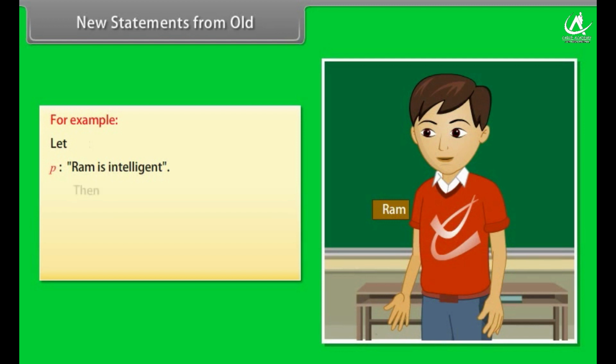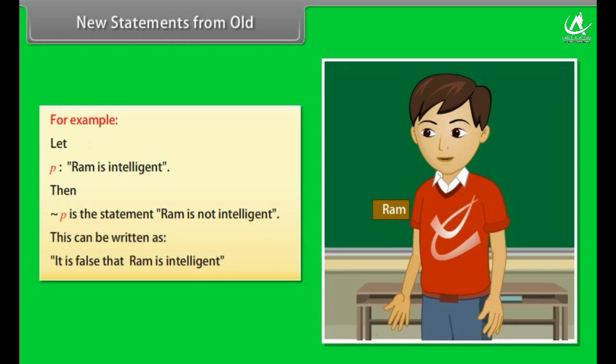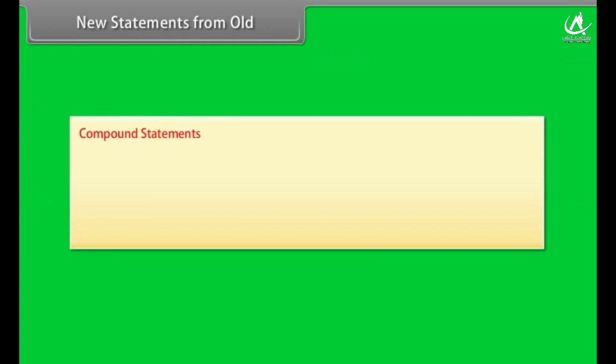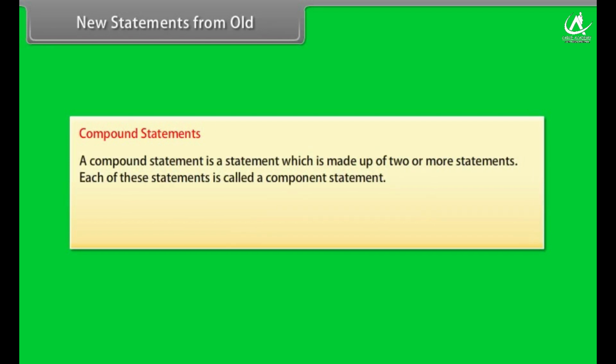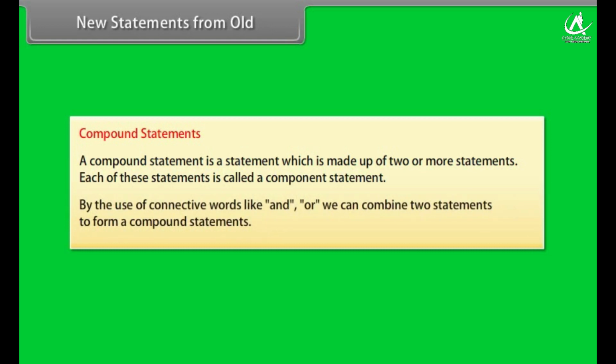For example, let P be the statement "Ram is intelligent." Then, not P is the statement "Ram is not intelligent," or "it is false that Ram is intelligent." Compound statements. A compound statement is a statement which is made up of two or more statements. Each of these statements is called a component statement. By the use of connective words like and, or, we can combine two statements to form a compound statement.